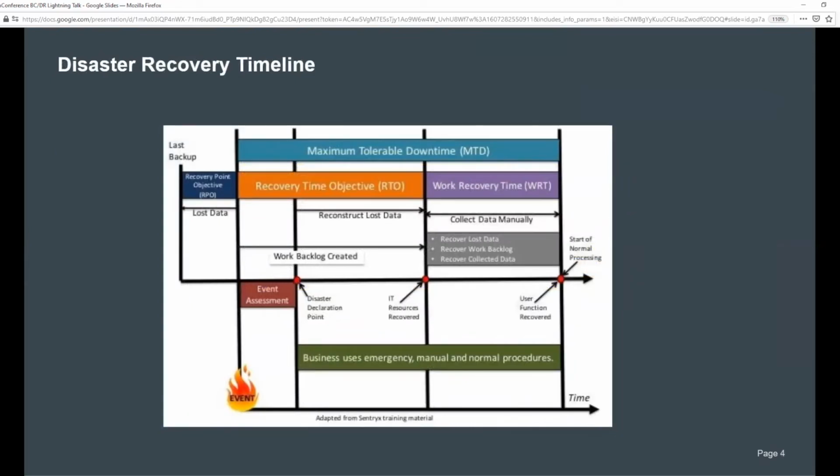The disaster event is represented appropriately by a ball of flames, and RPO, which is the data loss tolerance, lives between the last backup and the event. RTO, which is the recovery time allowance, begins immediately at the point of the event and ends when IT resources are restored. Now, how do we assess that the systems are capable of meeting their restoration objectives?